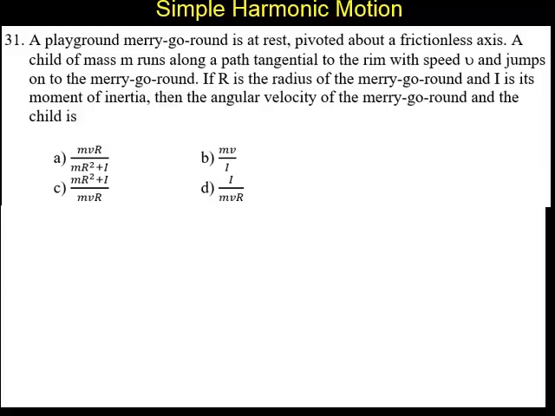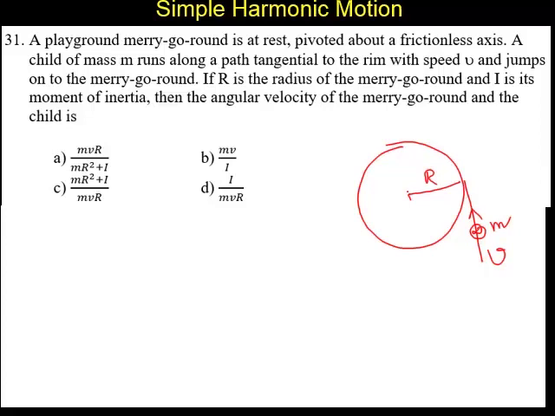Now, the problem can be depicted like this. Let us say this is the merry-go-round. Let the radius of the merry-go-round be r. Now, a child is coming tangentially with a velocity v. The mass of the child is m. So, actually the radius of the path in which the child is running is r.